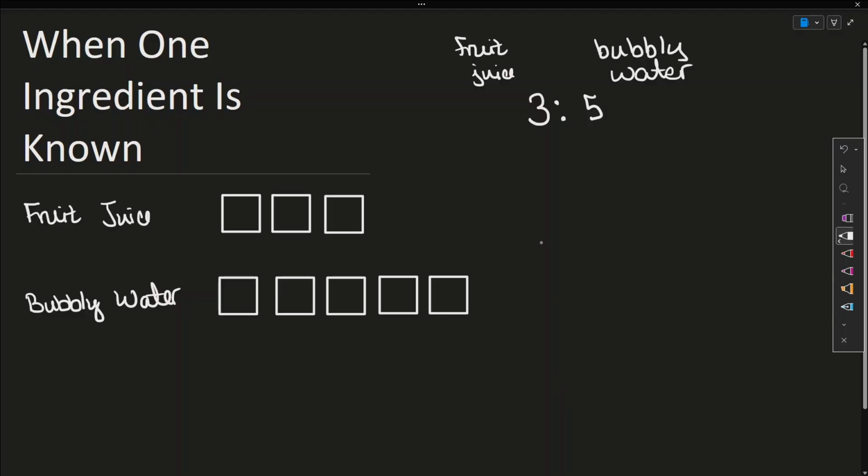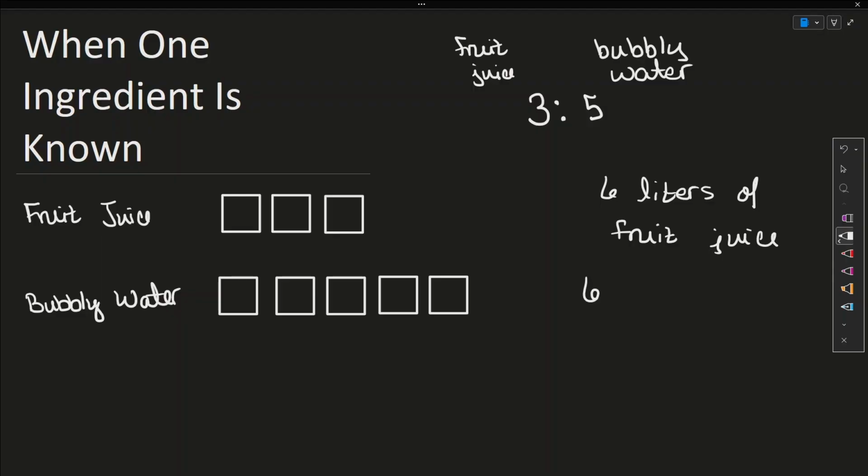Let's use a short example for the first type. If the punch ratio is 3 parts of fruit juice to 5 parts of bubbly water, and let's suppose we know we have 6 liters of fruit juice. How much total punch can we make? Fruit juice has 3 parts, so each part is 6 divided by 3, or 2. So each of my parts is worth 2.